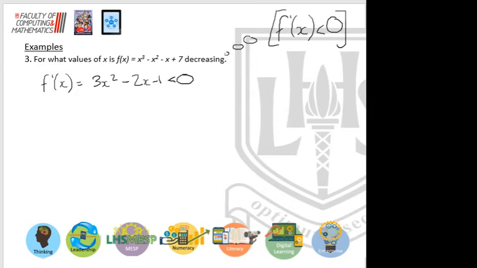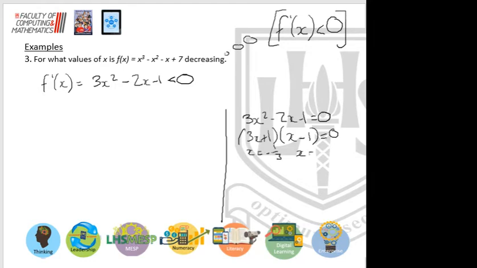Now that there is a quadratic inequality, and to solve quadratic inequalities from the quadratics topic, we know we had to do a quick sketch. So for a bit of working, let's find the roots. So 3x squared minus 2x minus 1 is equal to 0. That gives us (3x plus 1)(x minus 1), which means our roots are negative 1 over 3 and 1.